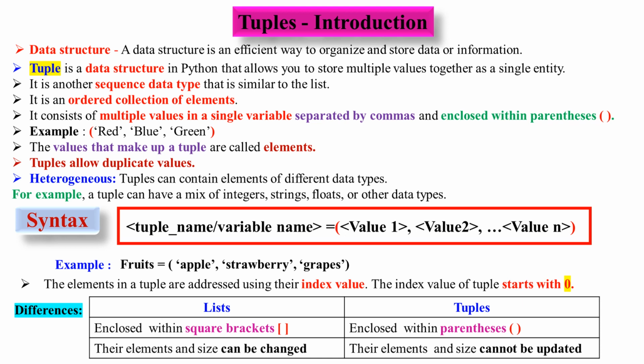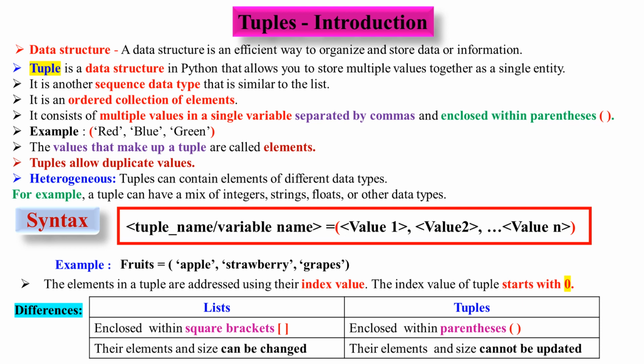Tuple is a data structure in Python that allows you to store multiple values together as a single entity. It is another sequence data type that is similar to the list. It is an ordered collection of elements. It consists of multiple values in a single variable separated by commas and enclosed within parentheses. Example: (red, blue, green). The values that make up a tuple are called elements.